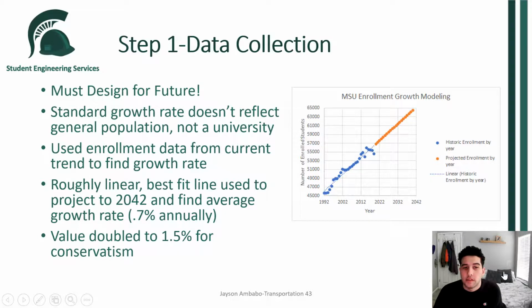It's important for any engineering design, especially roads, to be designed for the future. Since MSU is kind of enclosed on its own, we didn't feel that a standard growth rate would reflect campus that well. So we used enrollment data going back to 1992 up to current to predict the future. We used a linear fit and found the growth rate to be about 0.7% per year. In order to be conservative, we doubled this to 1.5%.